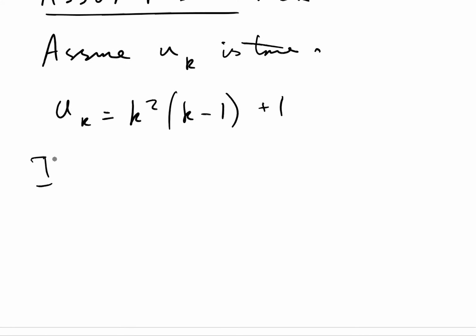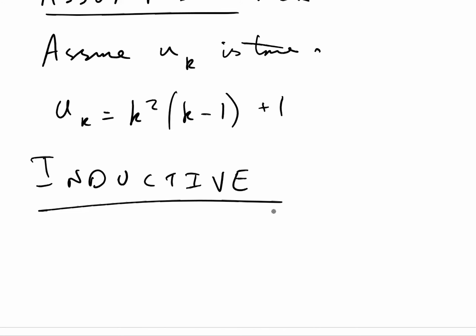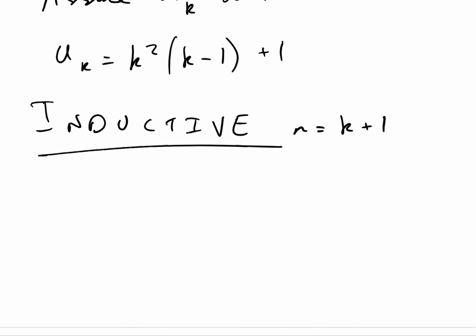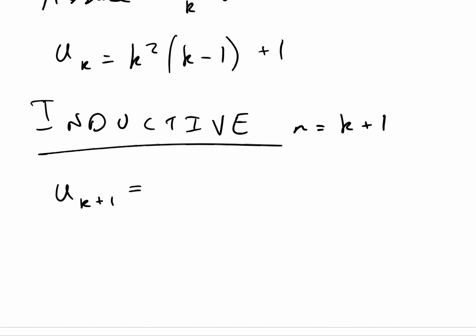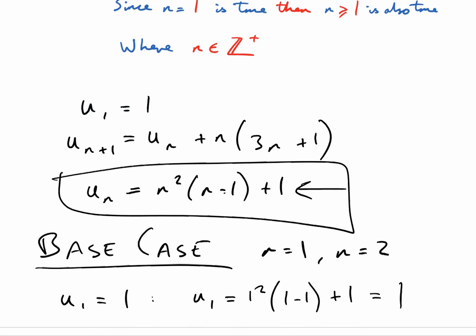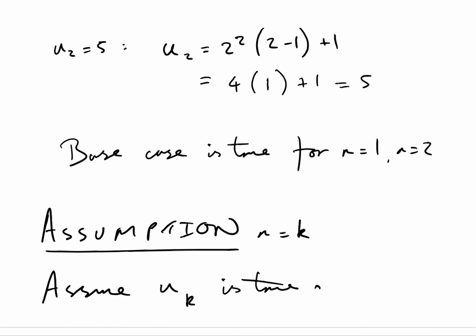Now our next step is our inductive step, and we want to try and link that inductive step back to our n equals k. So our inductive step is testing n equals k plus 1. So let's try and come up with a formula for n equals k plus 1. So u(k+1), so n now is k plus 1, is going to be given by looking back at our original formula, which is un is equal to n squared times (n minus 1) plus 1. Okay.